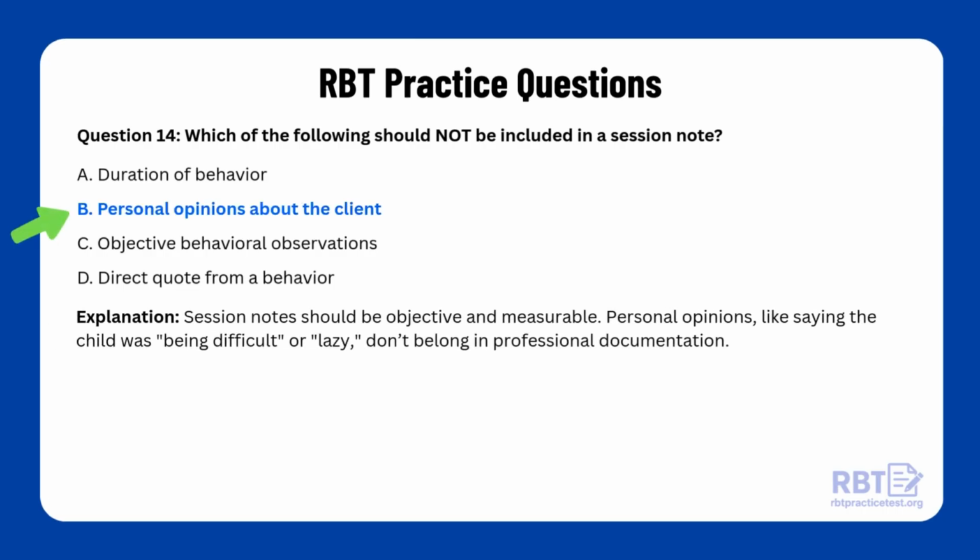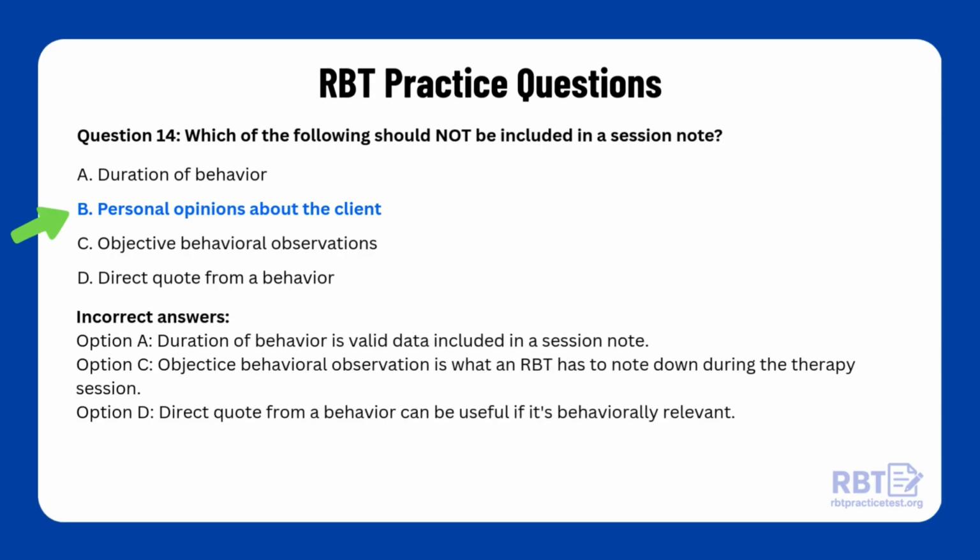Session notes should be objective and measurable. Personal opinions, like saying the child was being difficult or lazy, don't belong in professional documentation. Now for the wrong answers. Option A is valid data included in a session note. C, objective behavioral observations, is exactly what an RBT has to note down during the therapy session. And a direct quote from a behavior in option D can be useful if it's behaviorally relevant. So remember, keep your notes clear and fact-based.